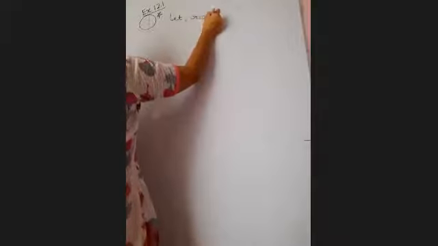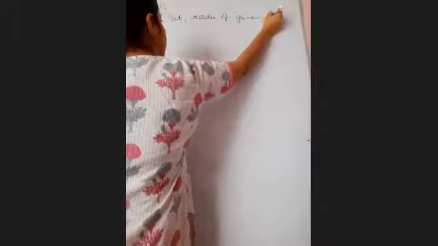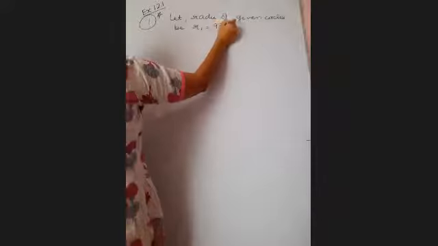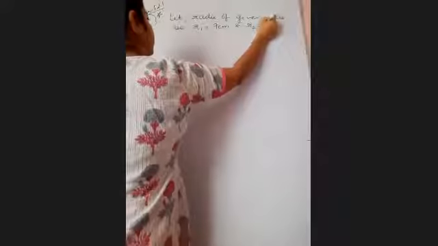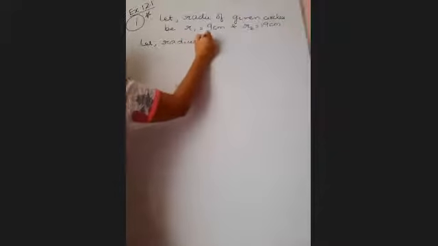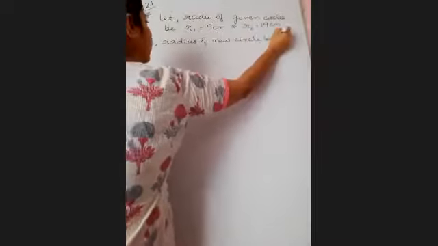You may write with me. Let the radii of the given circles be, I am calling it R1 and R2. Fine. We may take capital R for the new one. Let the radius of the new circle be capital R.